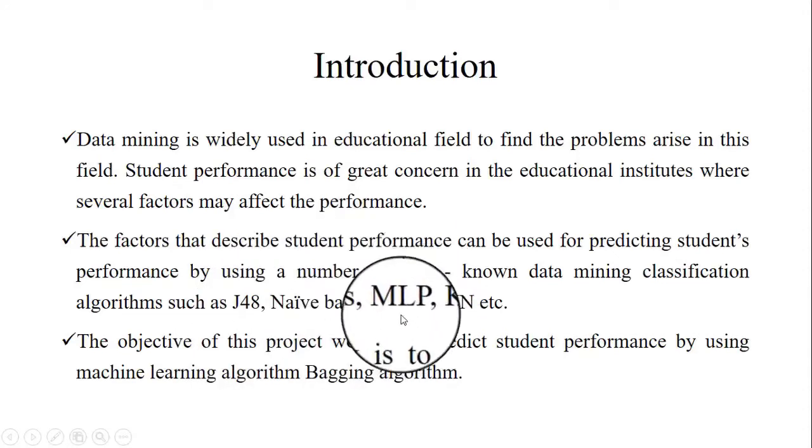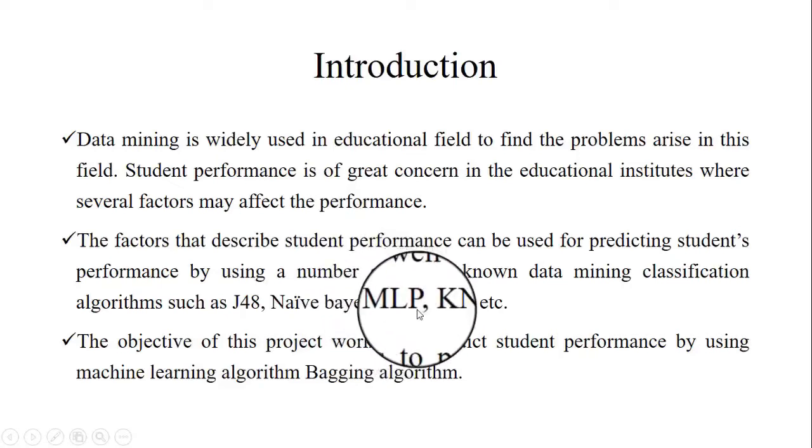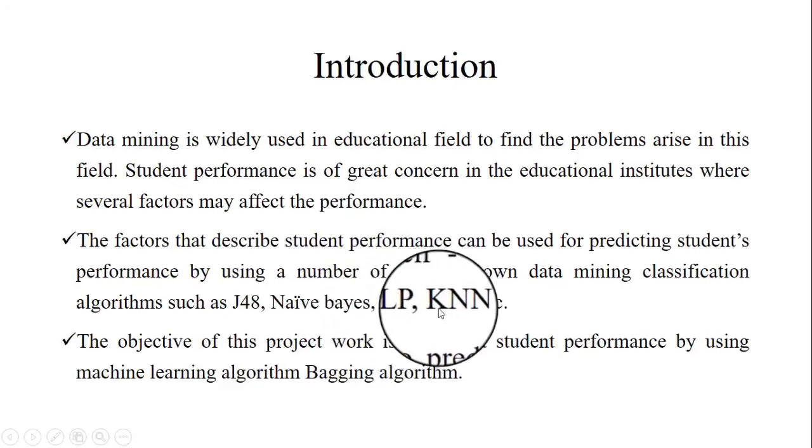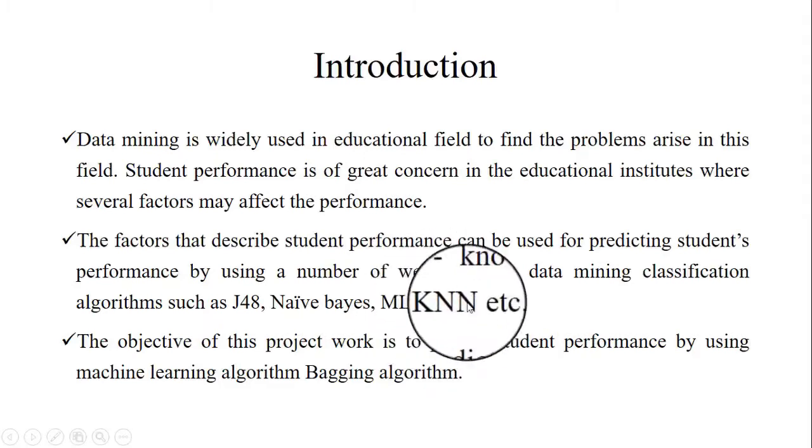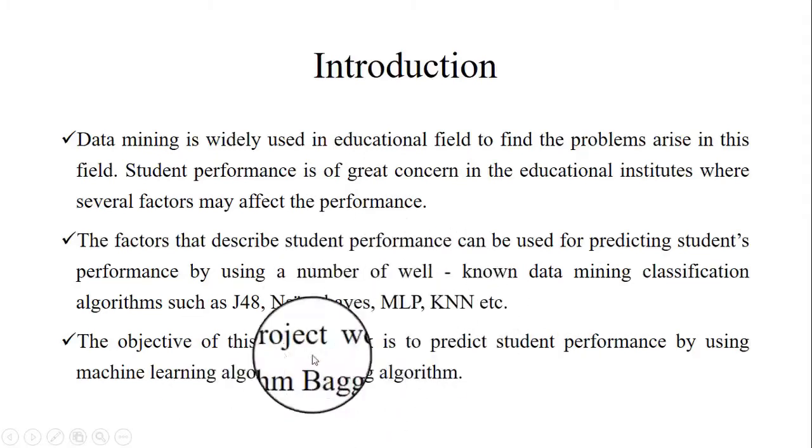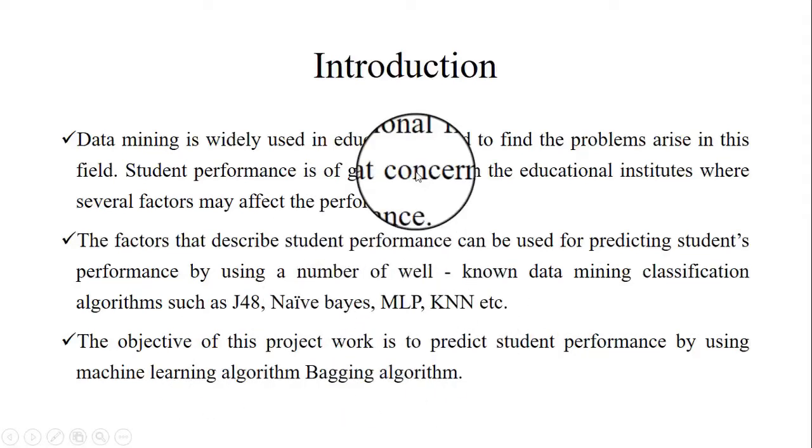that is naive Bayes, neural network, that is multi-layer perceptron algorithm, and KNN, that is the K nearest neighbor algorithm. That means by using some kind of historical or previous student data, we can analyze what kind of factors are going to affect the performance of the students.